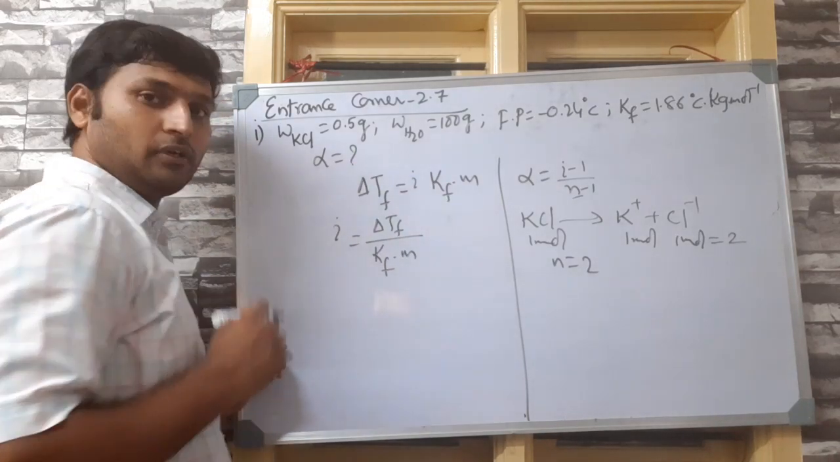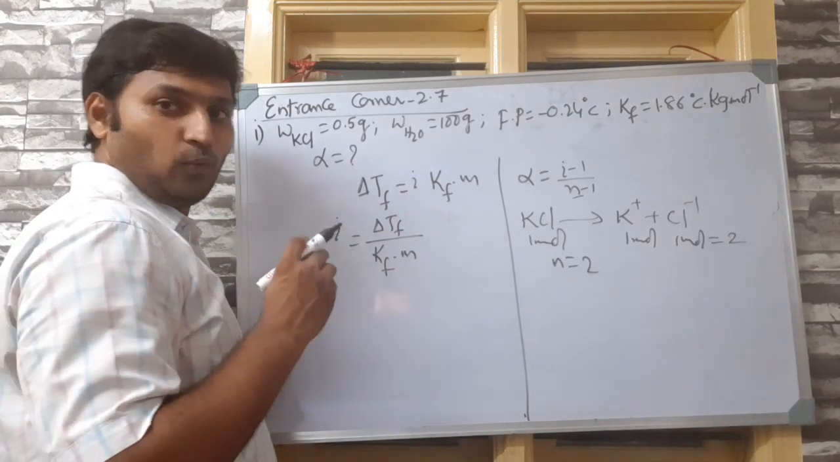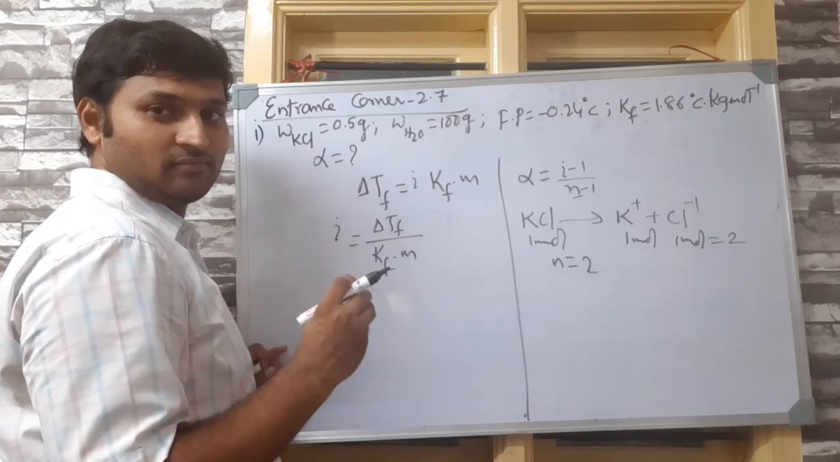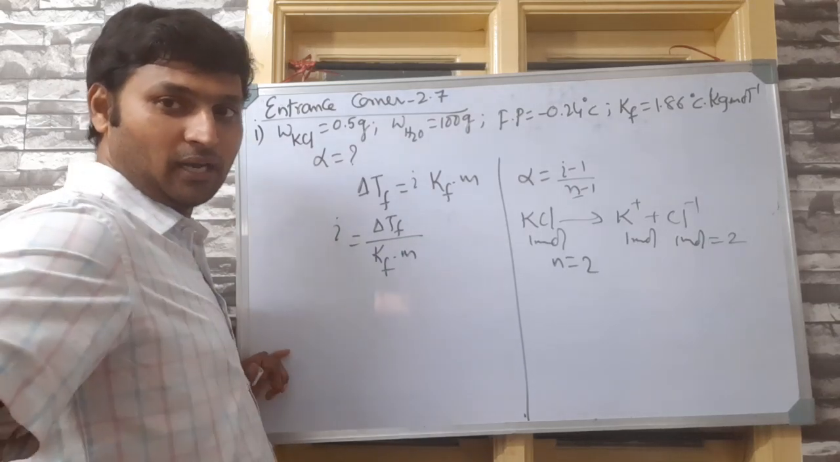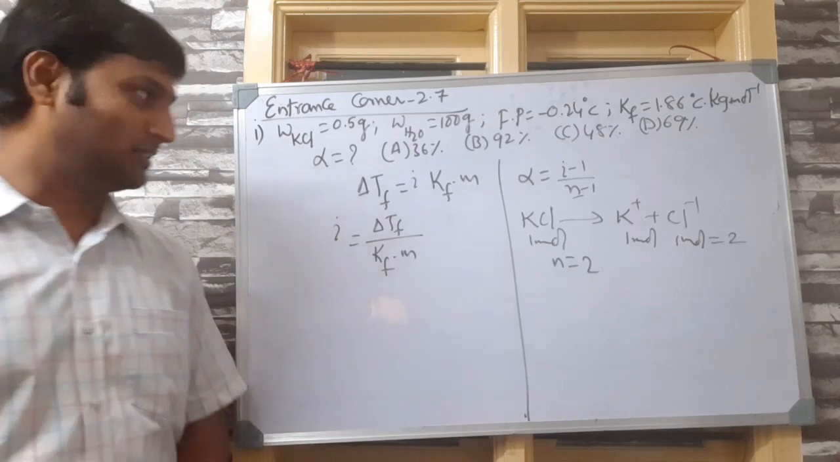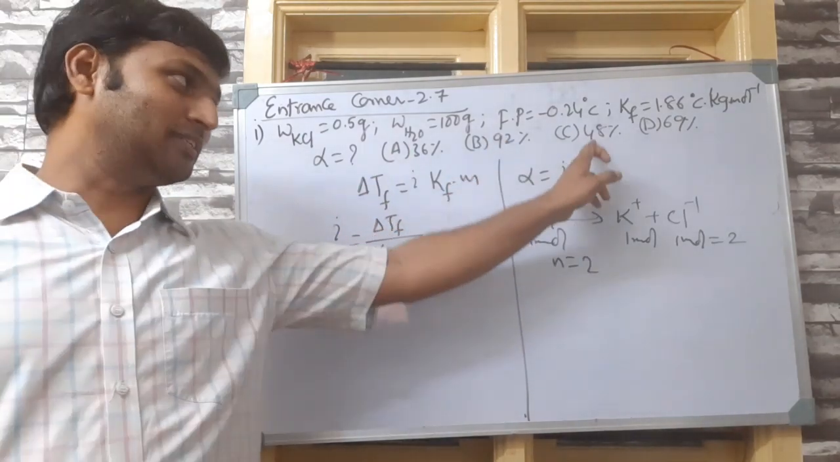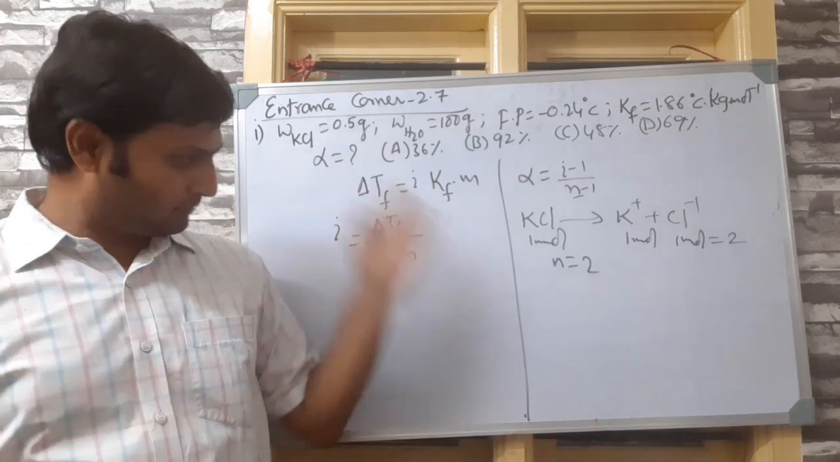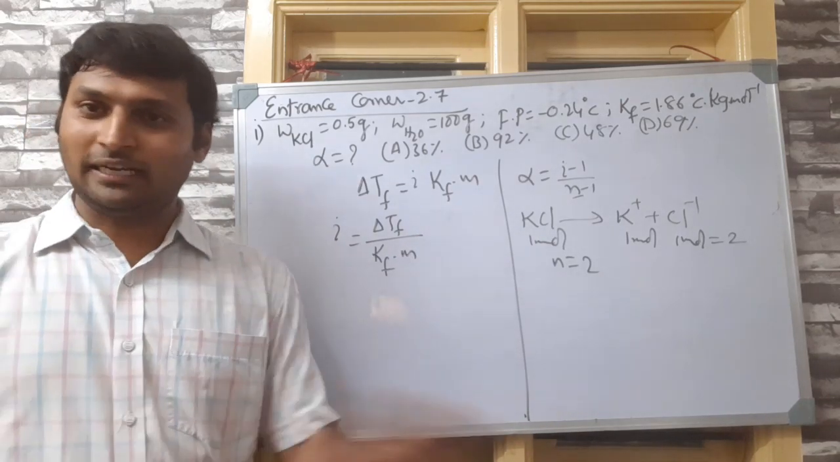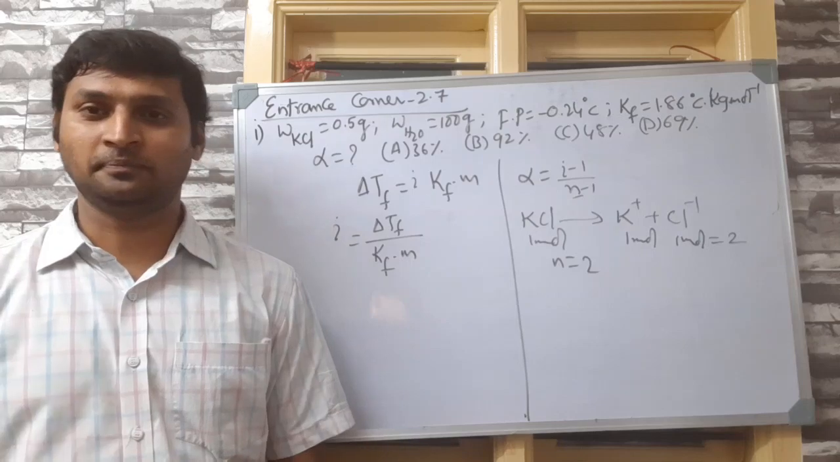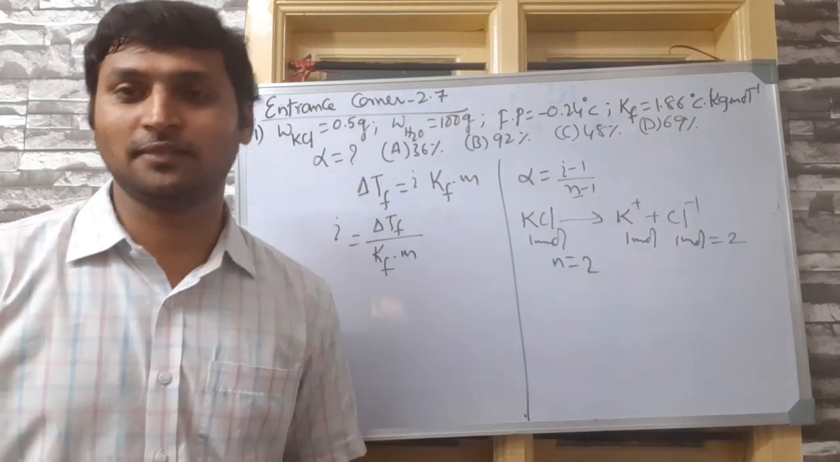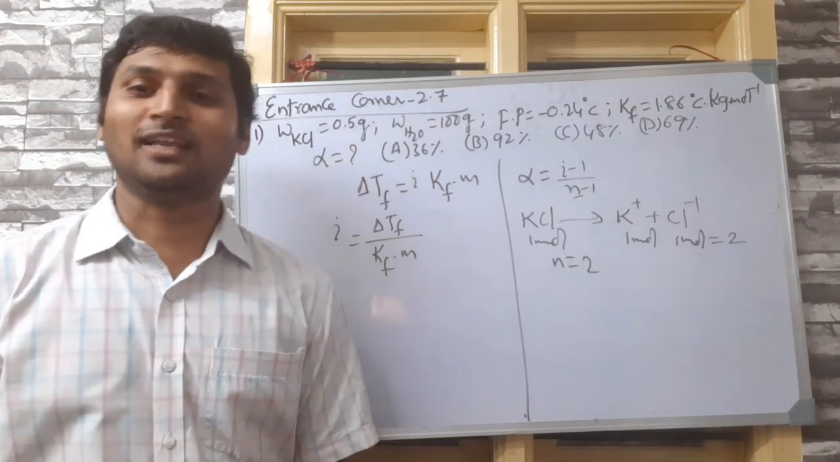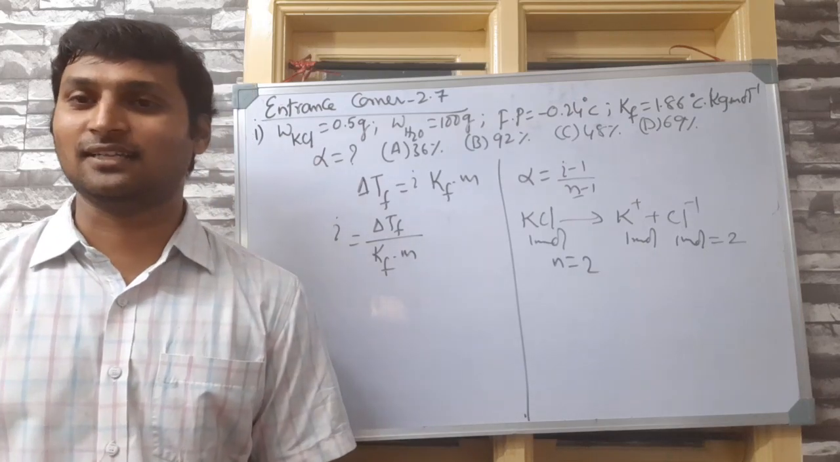Okay. However, what were the options given? Sorry, I forgot to mark. Let me mark. See, look at the options. 36%, 92%, 48%, 69%. Now I am not doing any calculation. I have explained to you how to do it. But I will not do any calculation. Tell me the answer. Observe the options and tell me the answer. You are absolutely right if you said 92% is the answer.